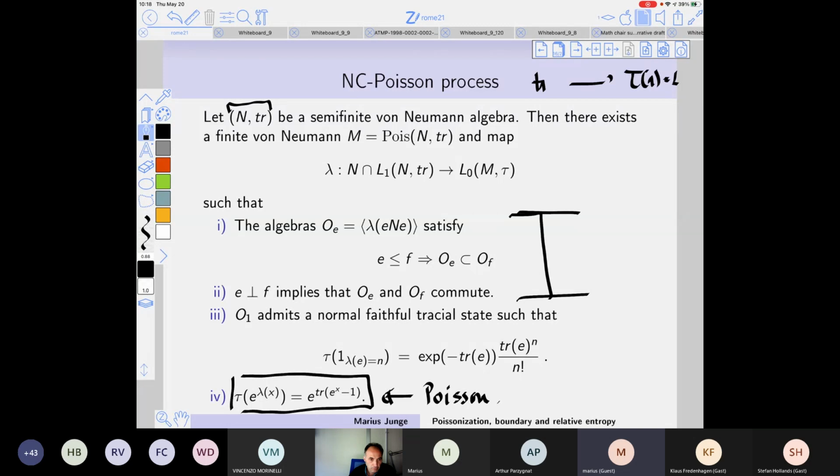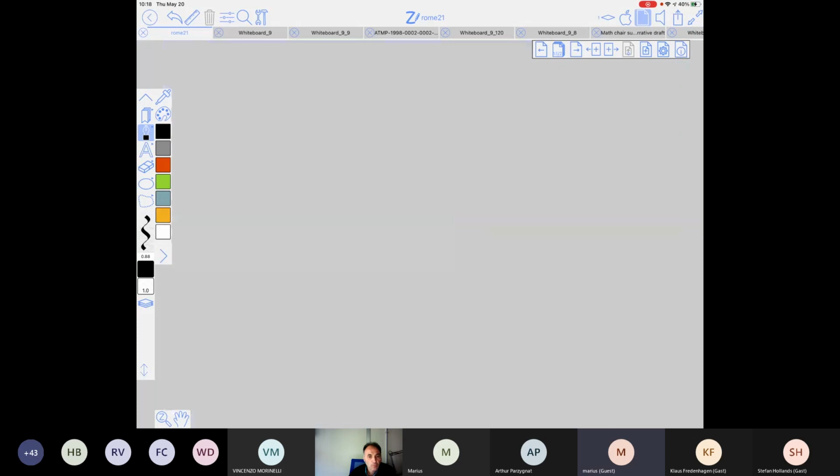And I give this talk because this reminded me a lot of this Witten formula, right? The trace of e to the lambda x is e to the trace of e of x minus 1. So in some sense, we will see that this is an area formula built in.